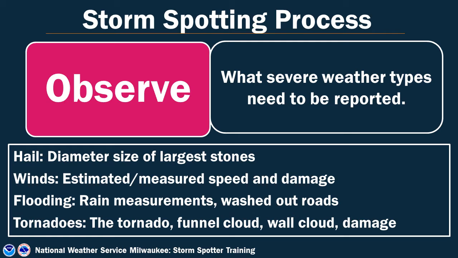So, what severe weather types need to be reported? In general, we're looking for reports of hail, the diameter of the largest stones; winds, estimated or measured wind speed; and damage; flooding. Rain measurements are great, and we're also looking for reports of washed out roads; and finally tornadoes: the tornado, the funnel cloud, wall clouds, damage. We'll get into all these things and more with greater detail as we go forward.